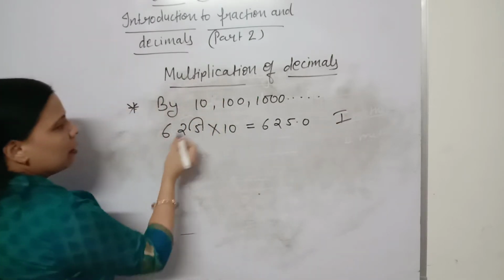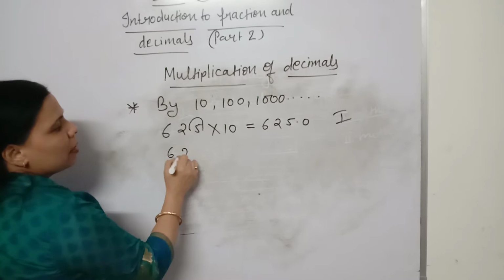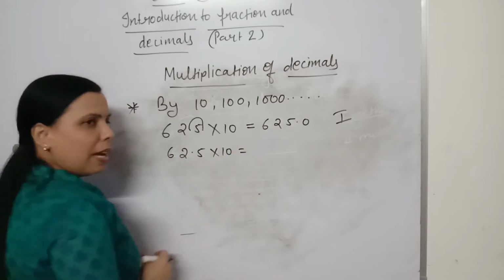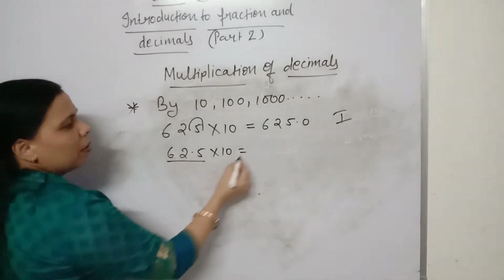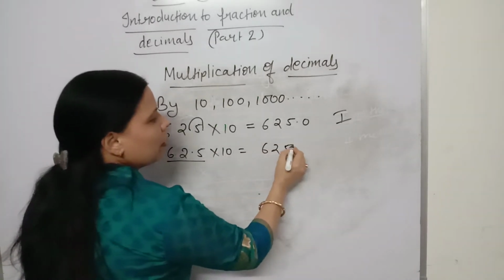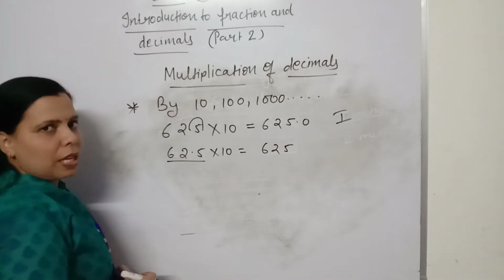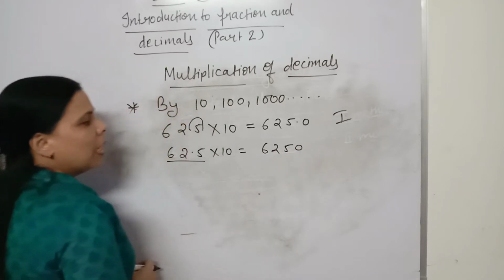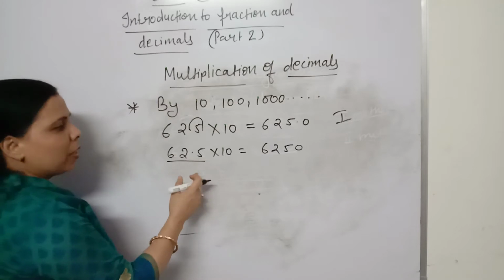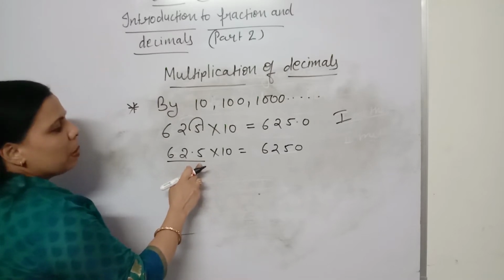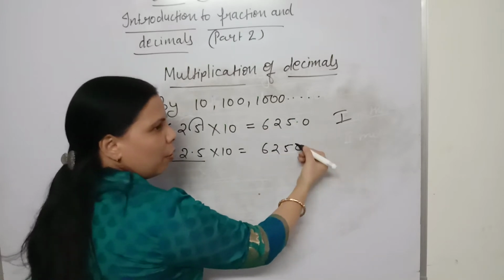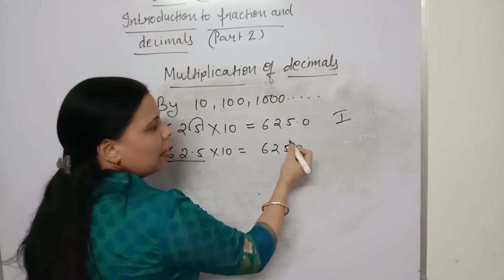Now second method, I am taking same question again. 62.5 into 10. So what you have to do, write the same number without decimal, and if it is multiplied by 10, that means 1 zero increased here, so just increase 1 zero. And now see, again come back to the question and see how many decimal places are there. One decimal place. So from right side read one place and your decimal is here.